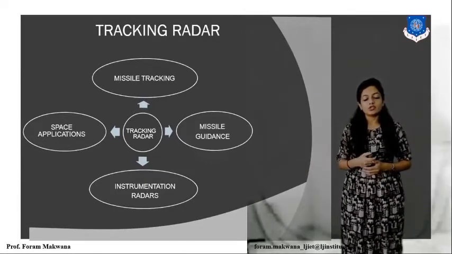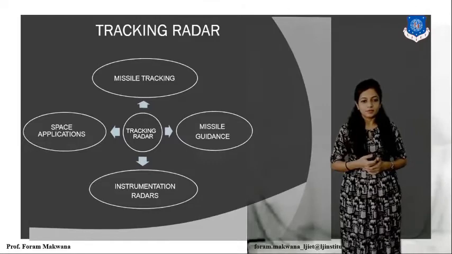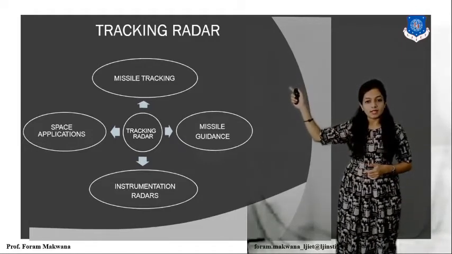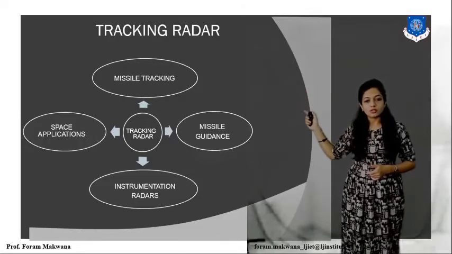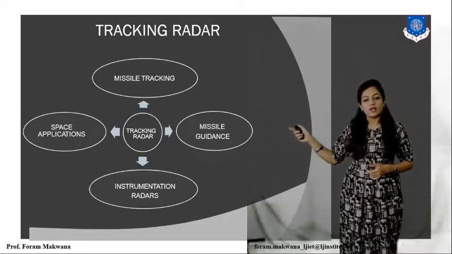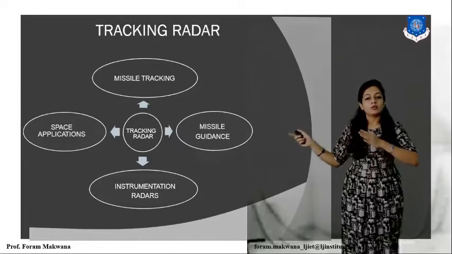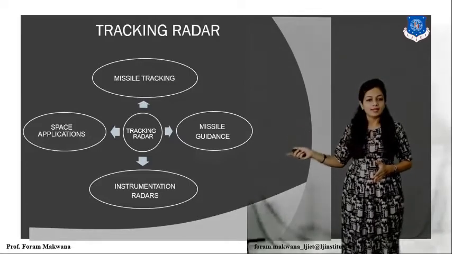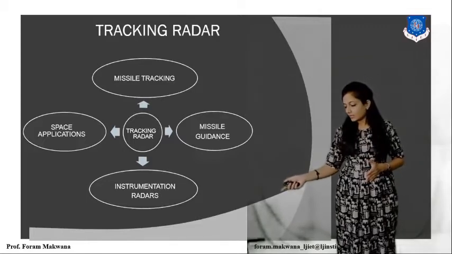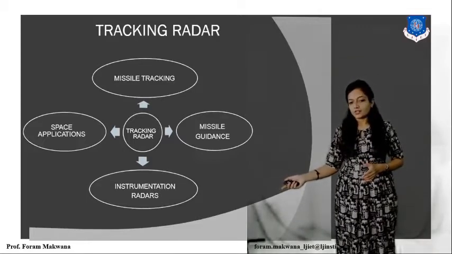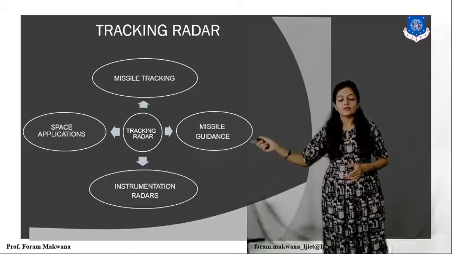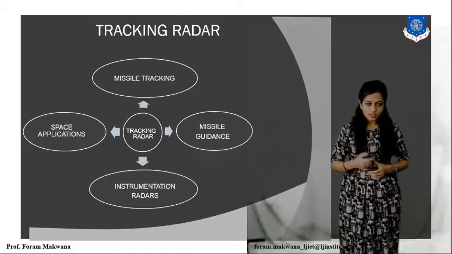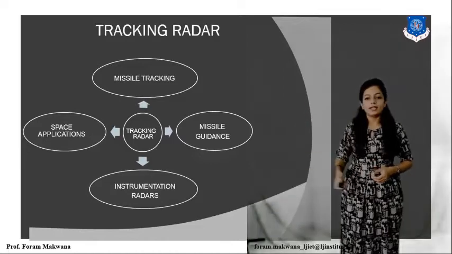Now, what are the applications of tracking radar? First, we are able to track the missile that we are going to launch, or we can also provide guidance on which direction it needs to travel. That is missile guidance. Third, instrumentation radars. And the fourth is space application. So these are the applications of tracking radar.